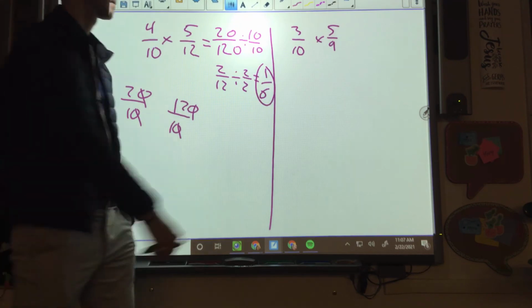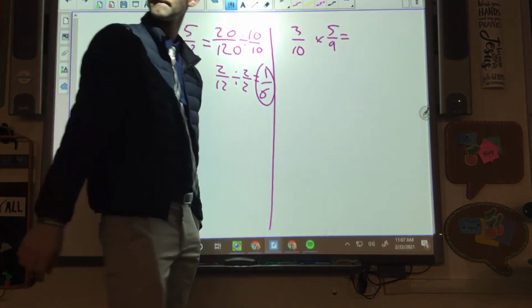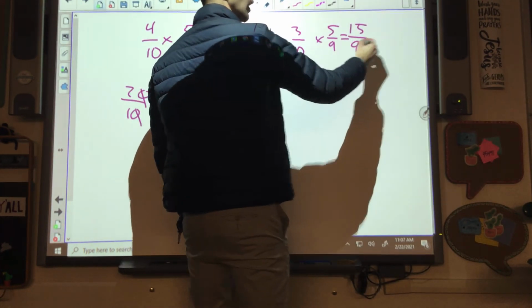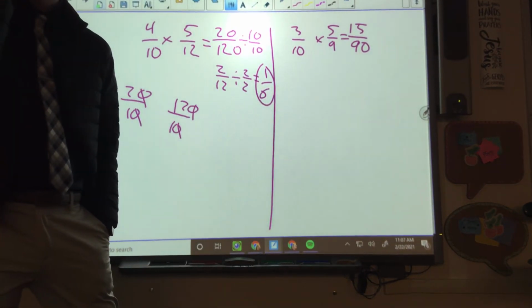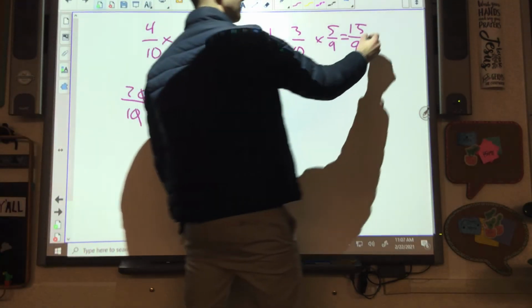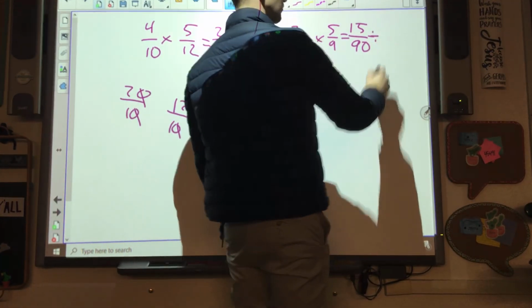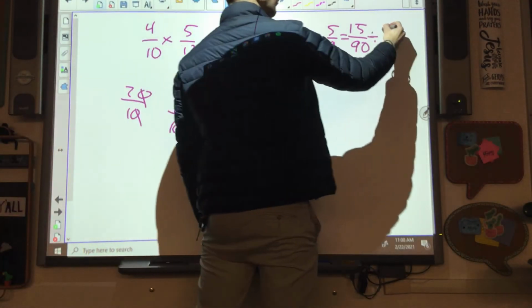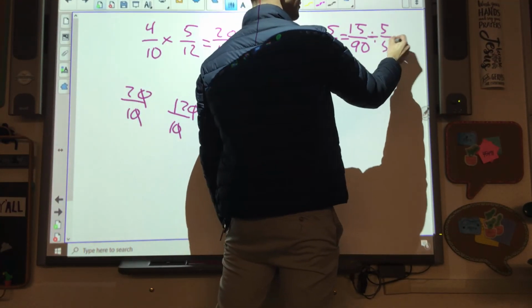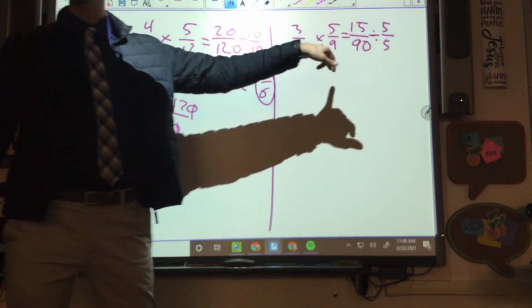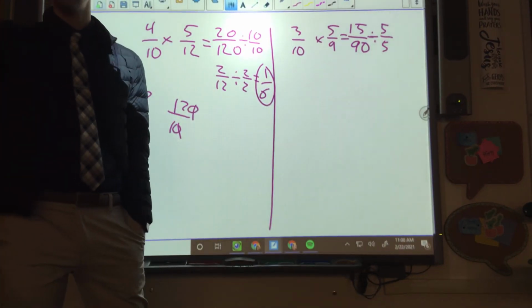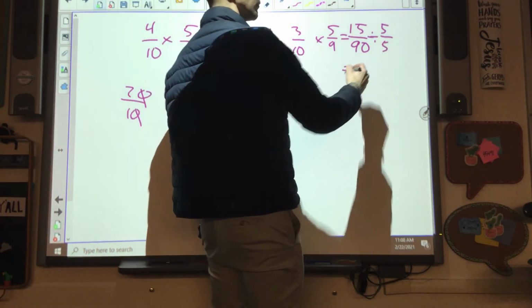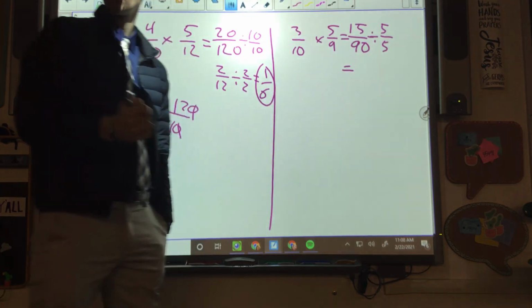Last thing. First step. 3 times 5 equals 15. 10 times 9 equals 90. Okay, next step. Divide by? 10. Can you do 15 divided by 10? No. Yes, 5. We know the top one you can divide by 5 because it's got a 5 in it. We know the bottom one you can divide by 5 because it's got a 0, and that means it's got a 10, and we know it always goes to the 10. 15 divided by 5 is? What's 15 divided by 5?